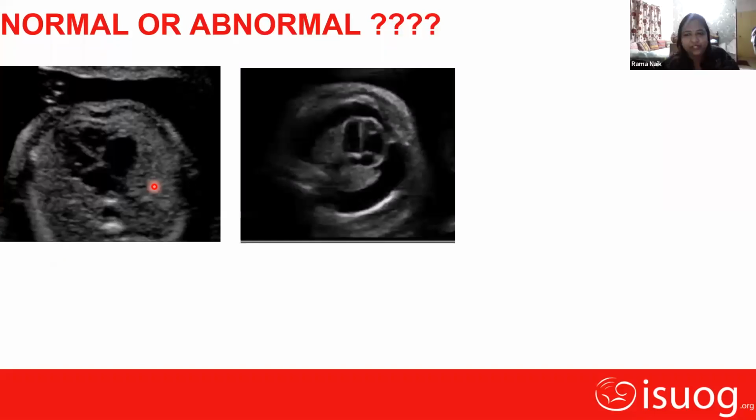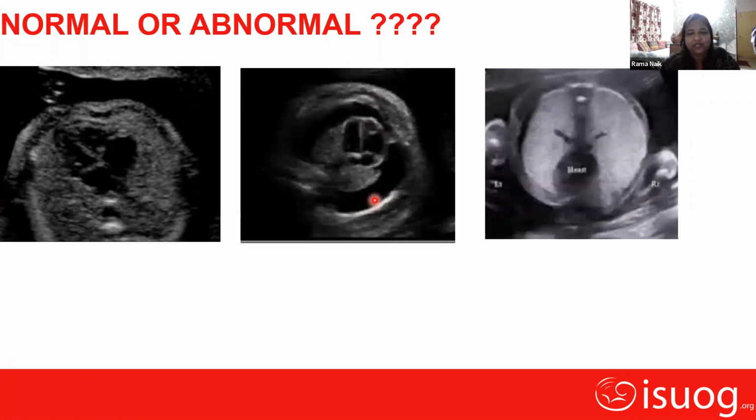This is the second picture. You have to tell me what is this. Bilateral pleural effusion. Yes, this is bilateral pleural effusion. Heart is here. 2 lungs are here, and around the lung, the effusion is there. So this is bilateral pleural effusion.